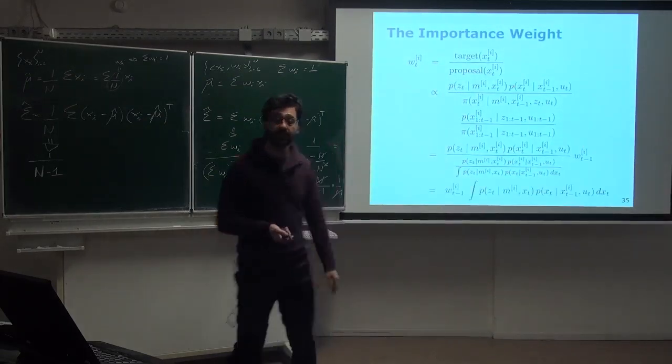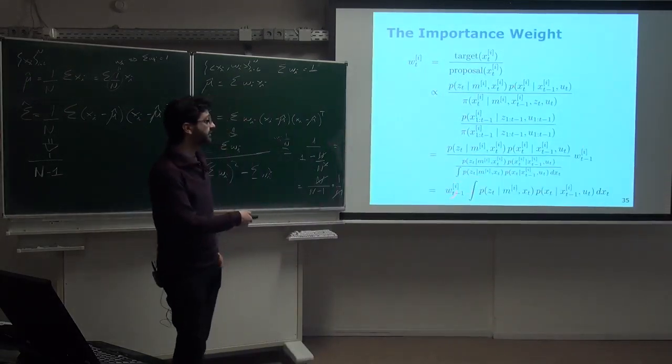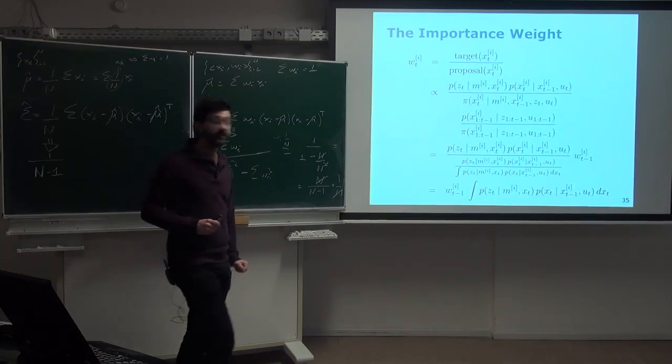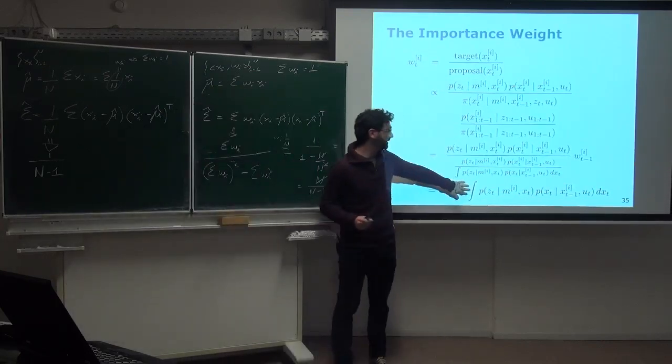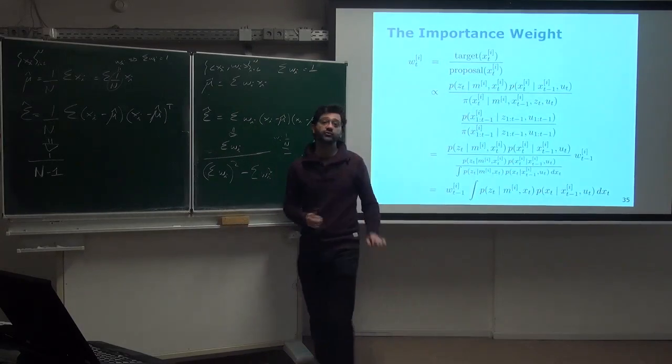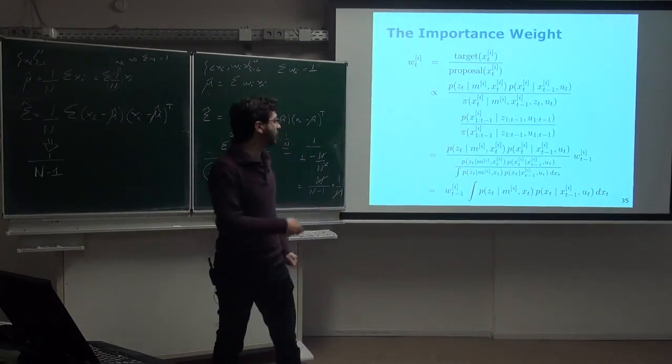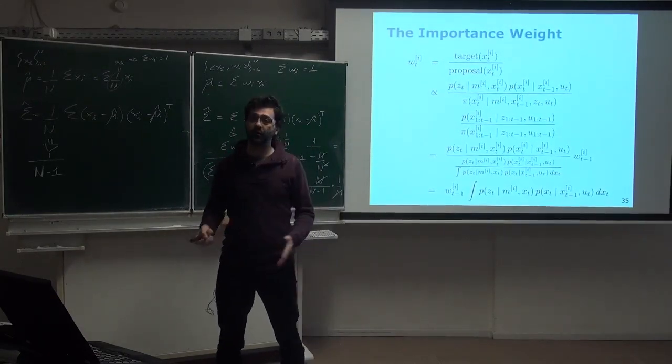So we end up with basically the product of the weights of the previous time step and this normalization factor up here. Okay? So now, again, we are left with an integral of the product of two distributions that we do not really know how to compute in closed form.